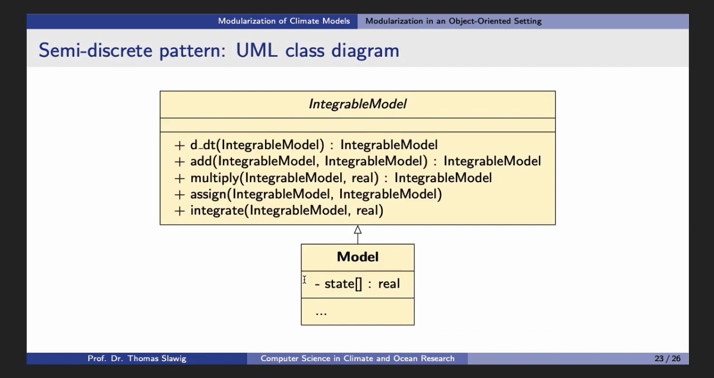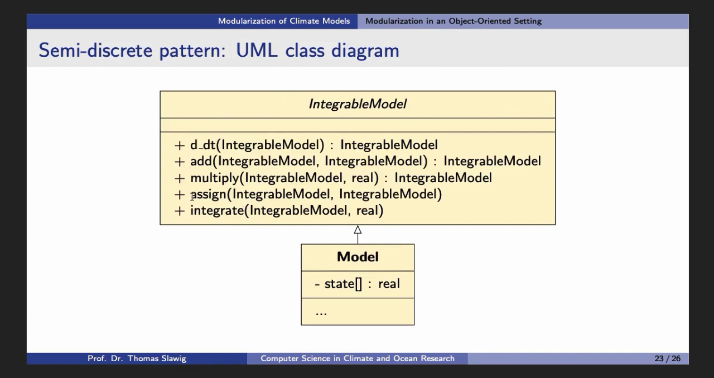How can we use this? We can use this in something which is also called a semi-discrete pattern, referring to design patterns. If you are familiar with the concept of design patterns, then that might ring a bell, but it's not the main important thing. The main important thing is that I build a superclass for all models that I want to integrate, that are integrable. And my model then is just a subclass. Some methods are defined, and the main point is we have an integrate method. So this model can perform one integration step.